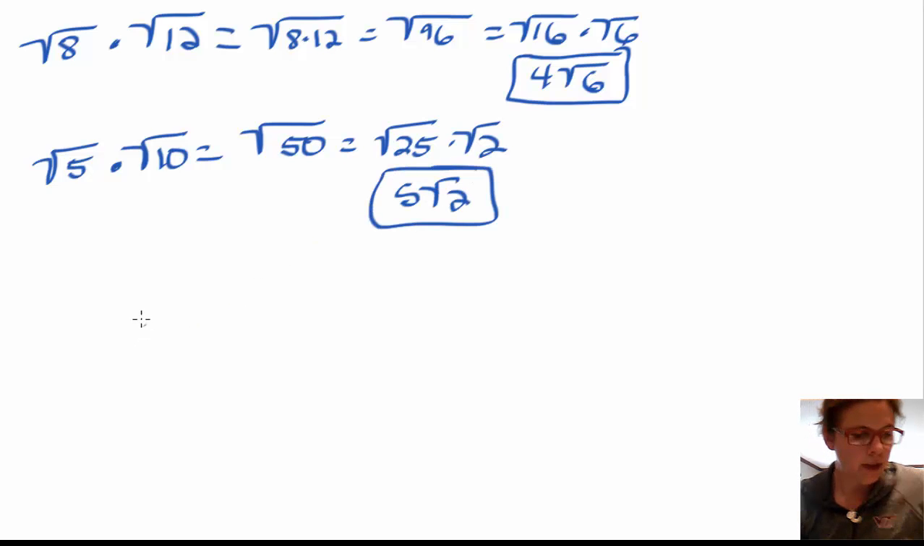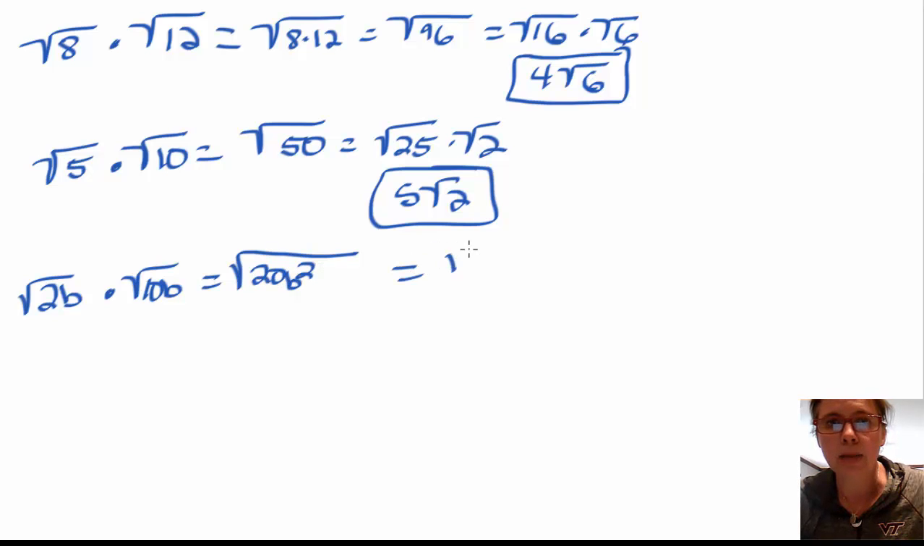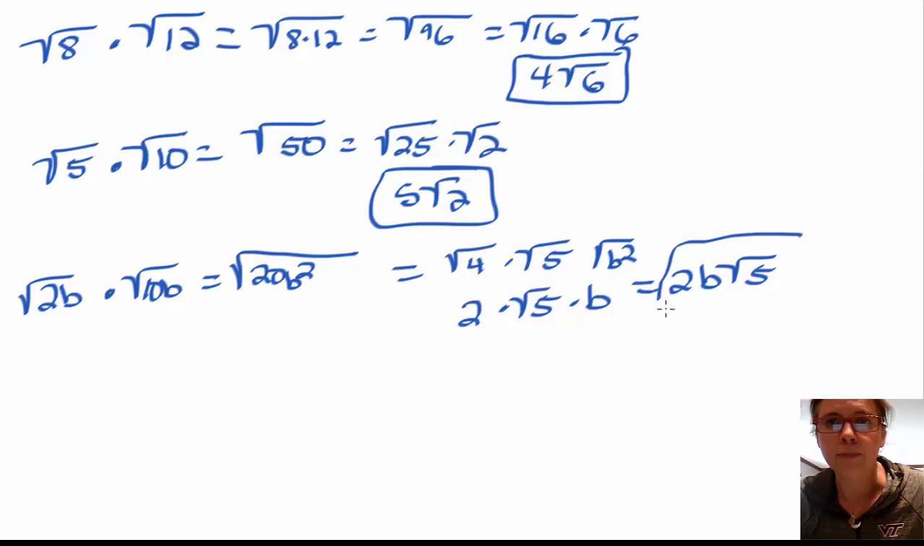All right, now if we throw a letter or variables in there, so if we had the square root of 2b times the square root of 10b, again, neither of these are perfect squares, but when you multiply them together, it becomes the square root of 20b squared. Well, 20 can be split up into the square root of 4 times the square root of 5 times the square root of b squared. So the square root of 4 becomes 2. The square root of 5 stays how it is. The square root of b squared is just b. So my final answer is going to be 2b square roots of 5.